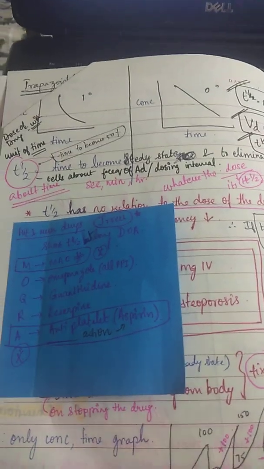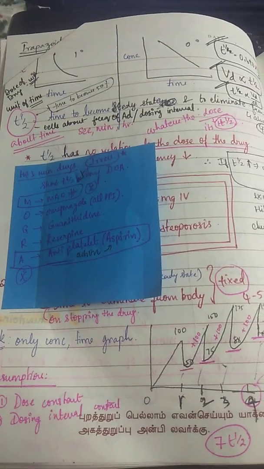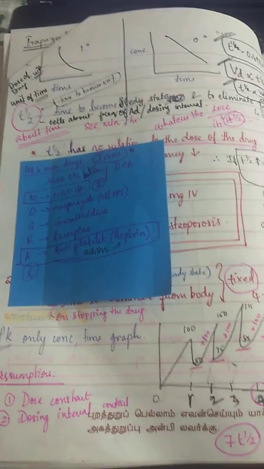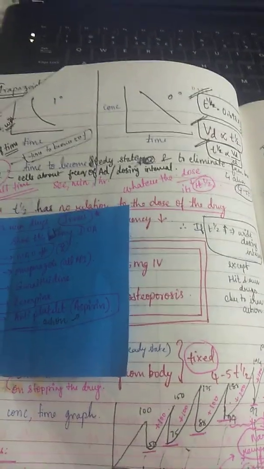Now, as I told you, with T half you can estimate the dosing interval. Along with volume of distribution we can also estimate. Why do we learn all this? Why do we learn T half? Why do we learn volume of distribution? Because you can always estimate at what timing you should give the drug, or what dose you should give the drug. Because with volume of distribution, as I told you earlier, it's very important to know the steady state concentration.